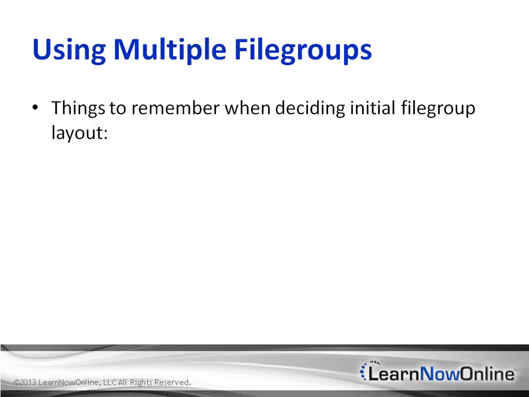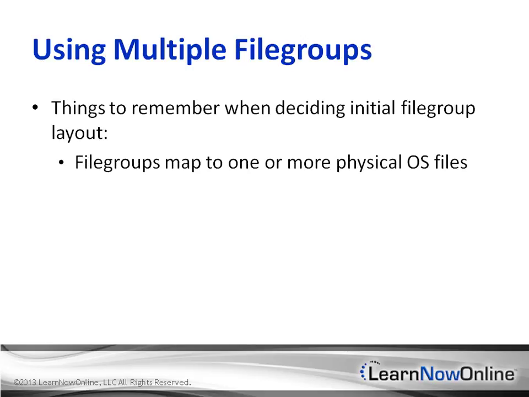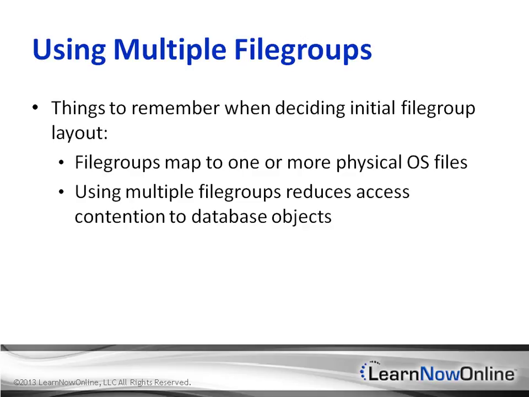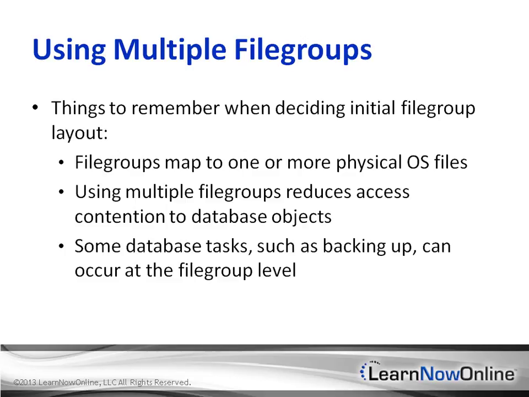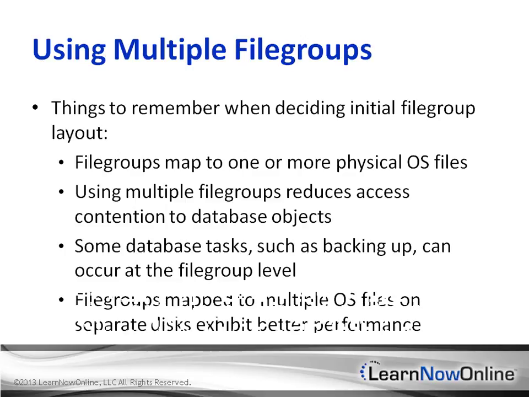Things you want to remember when deciding initial file group layout. File groups map to one or more physical OS files, and using multiple file groups will reduce the access contention to database objects. Some database tasks, such as backing up, can actually occur at the file group level, so this will improve performance. And file groups mapped to multiple OS files on separate disks perform better.